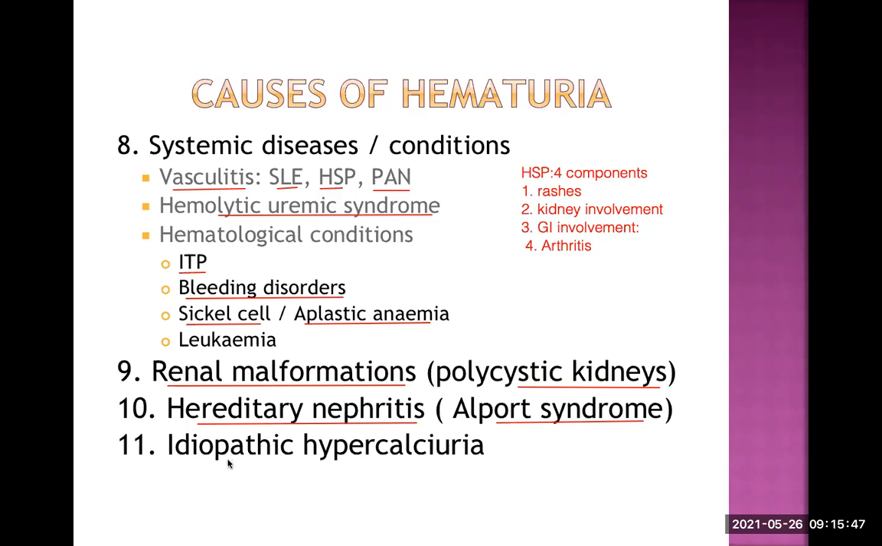And another one is idiopathic hypercalciuria. We really do not know why calcium is excessively excreted in the urine, and that calcium excretion can also result in hematuria, and this hypercalciuria also can lead to formation of renal stone, and that itself can lead to hematuria. So these are some of the important causes. Let's move on.